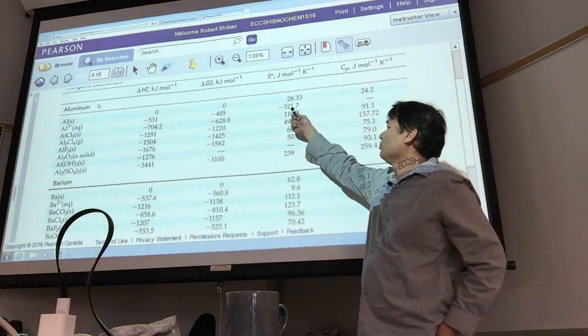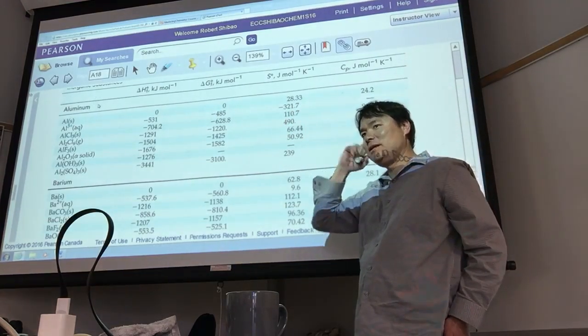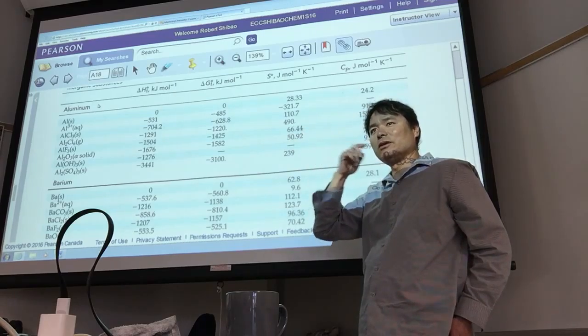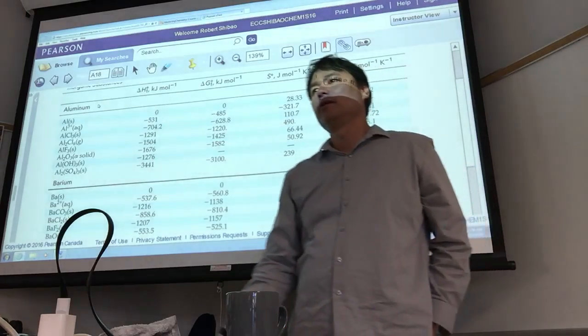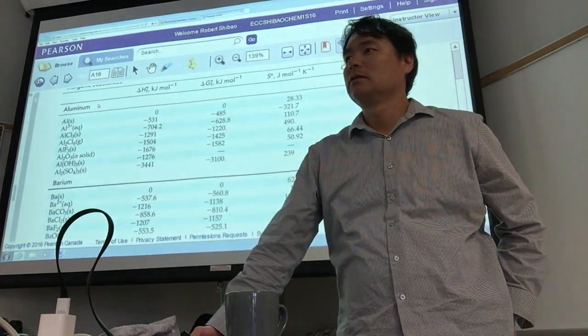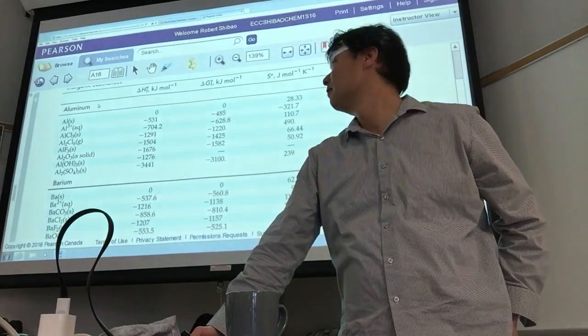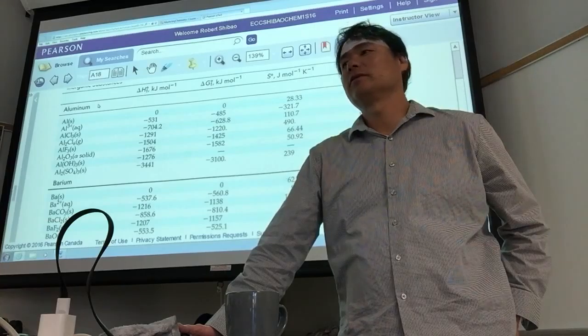So if I have Al3+ (aq), it's totally ordered. I mean, it's beyond ordered, because totally ordered would be 0. So this is going to be negative. It's got to be even more ordered than perfect order. Or, why didn't they just call it 0 if it's perfectly ordered?